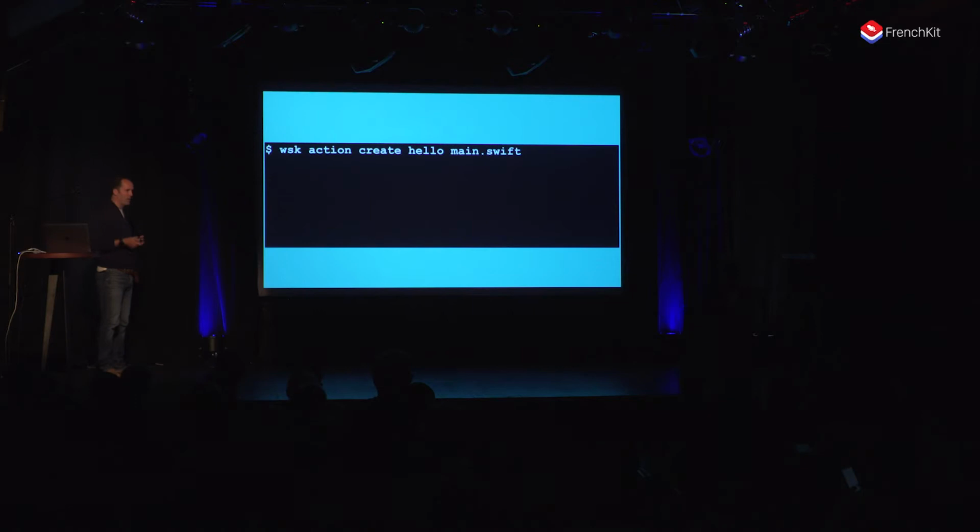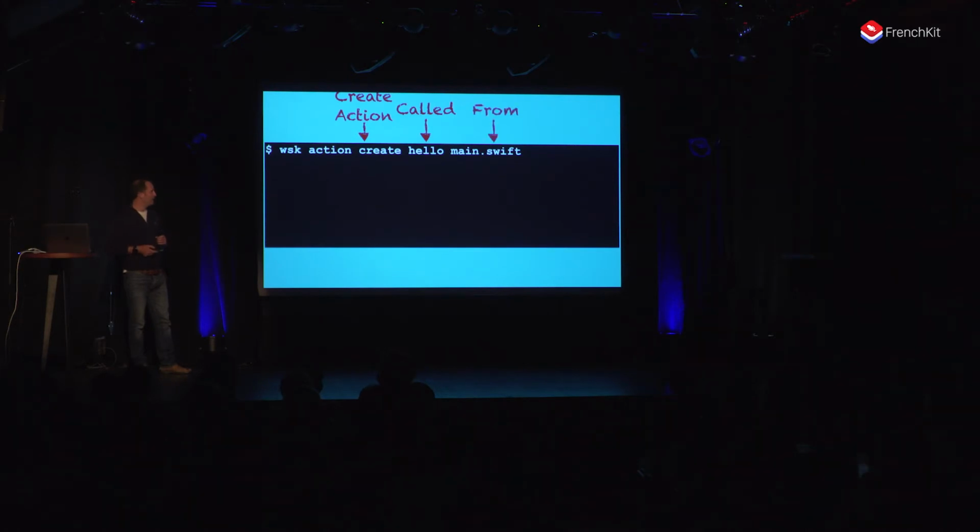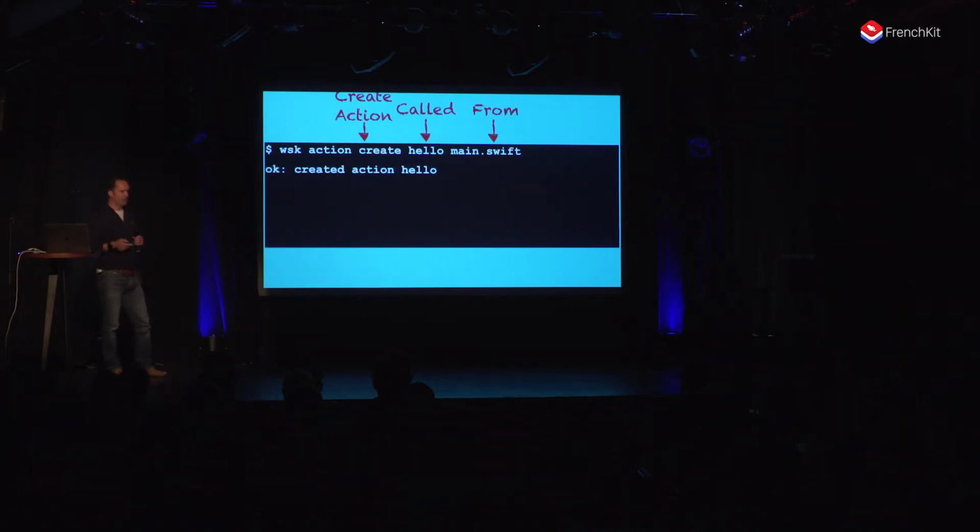So I've got my Hello World. How do I actually register it so it can be run in that serverless framework? First thing I do is I run the Whisk CLI and say action create. So I want to create an action. I'm going to give the action a name, which is hello, and I'm going to give it my main.swift file. And that's it. Running that command will give me a registered action that can then be run. And if I want to list my actions, it shows me that it's been registered.